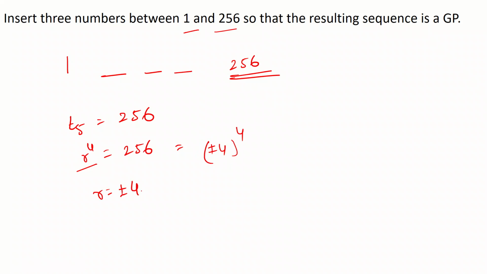So my numbers are, if I take r is equal to plus 4, then I get the numbers to be 4, then 4 into 4 is 16, then 16 into 4 is 64, and if I take minus 4, then I get the numbers to be minus 4, 16, minus 64, and this was my answer.